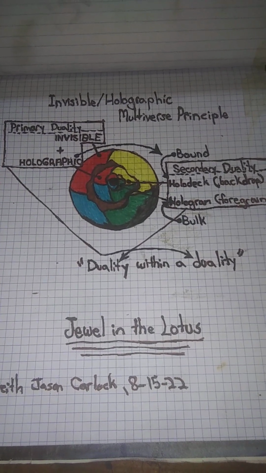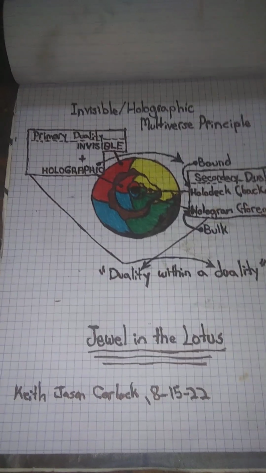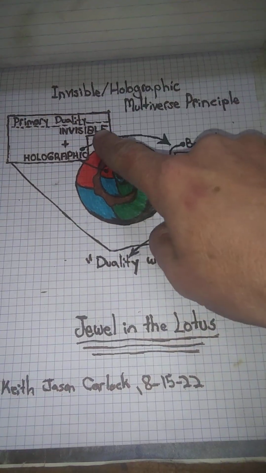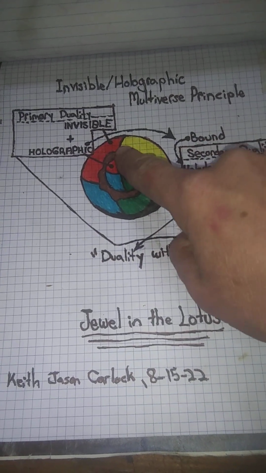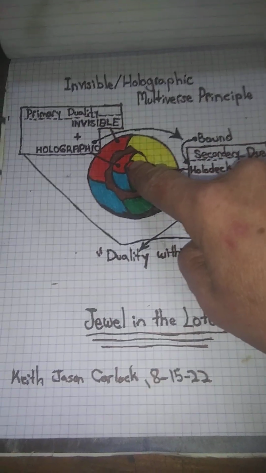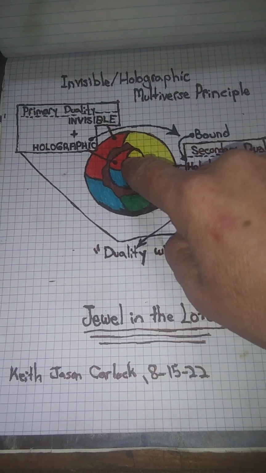This is what I call a duality within a duality. There is an invisible and a holographic duality, inverse to each other. You turn an invisible object outside in, it becomes a holodeck. You turn the holodeck inside out.